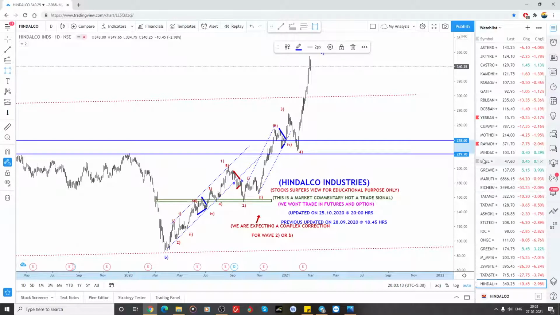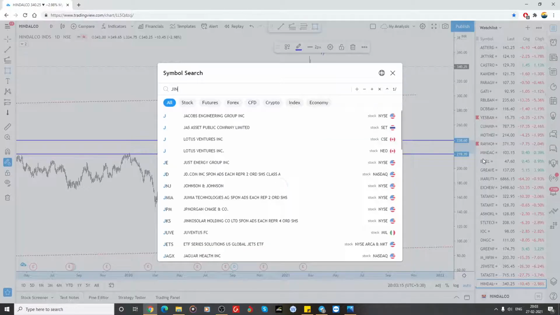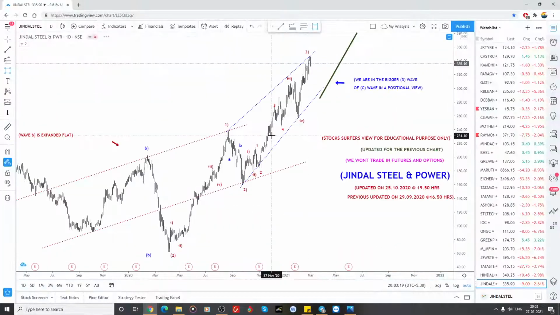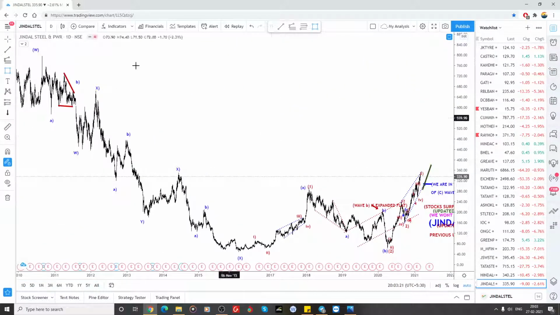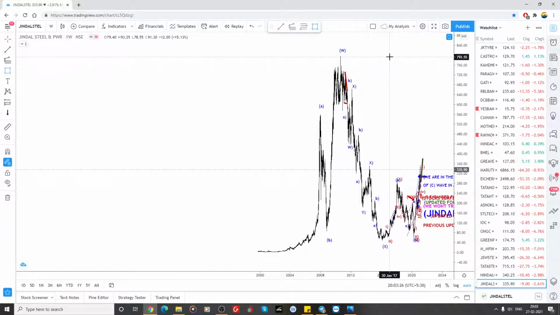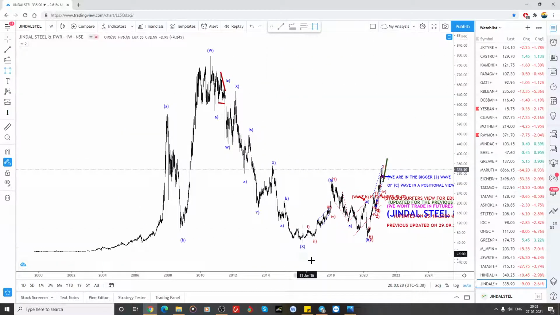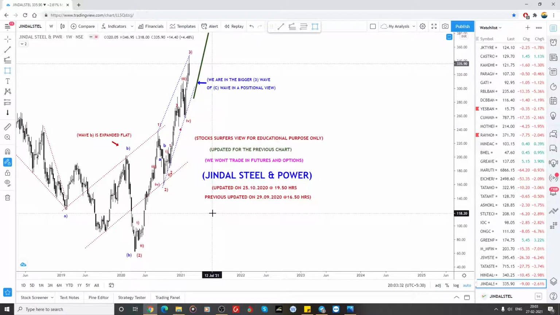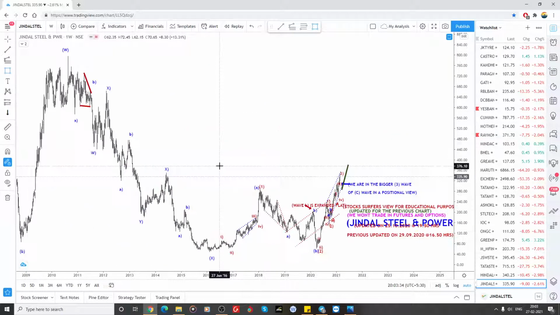Jindal is also the same. As I said, Jindal has to break the previous high of 800. So there is a W, there is an X. So for A, B, and C, C needs a 5-wave structure, or the A wave has a 5-wave structure, which means it's 1, 2, 3, 4, 5. So that could be A, after that B, and then C.